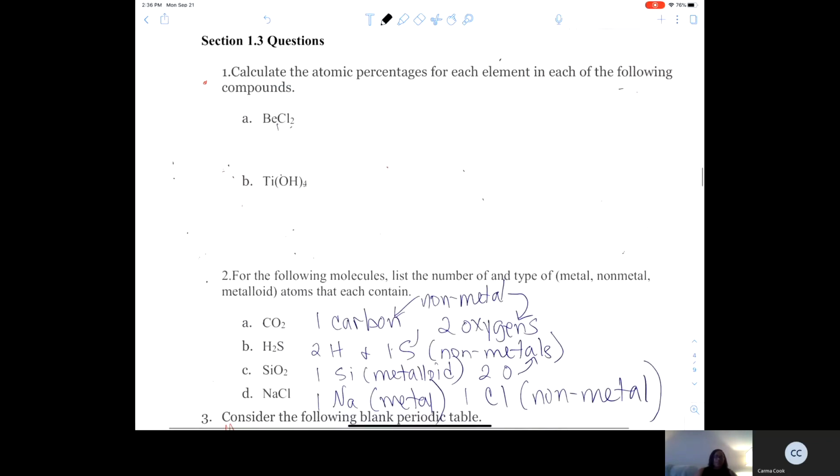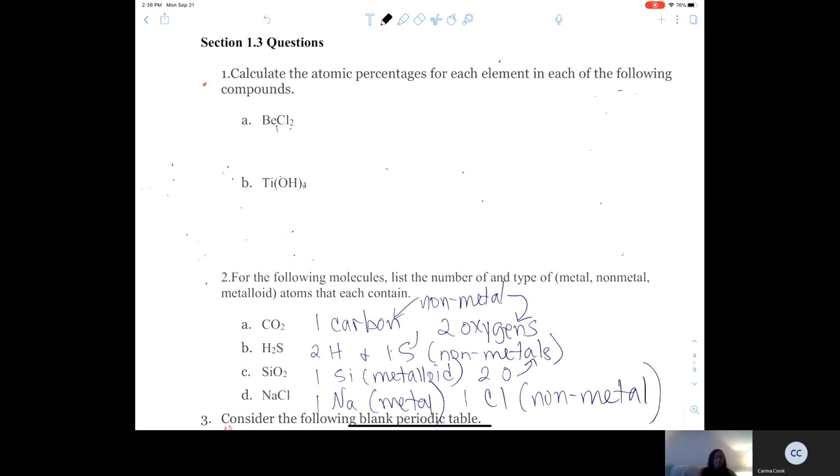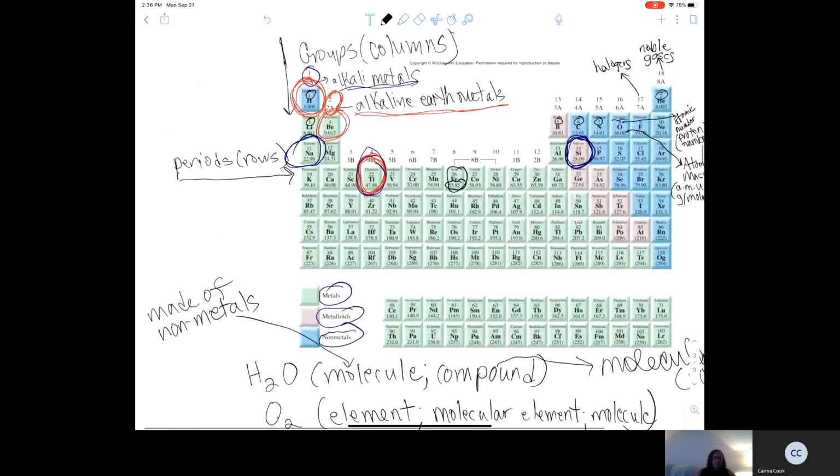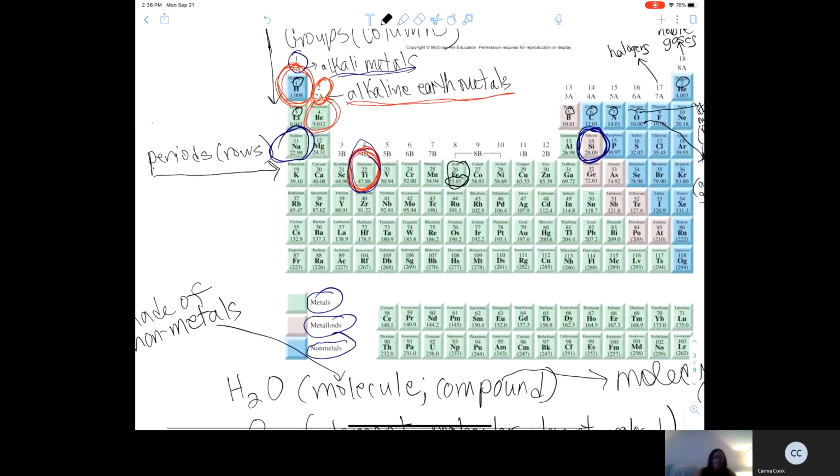The next set of questions, the first question asks for a calculation of the atomic percentages for each of the following compounds. So the first compound is BeCl2. If we go here to our periodic table, Be is beryllium.